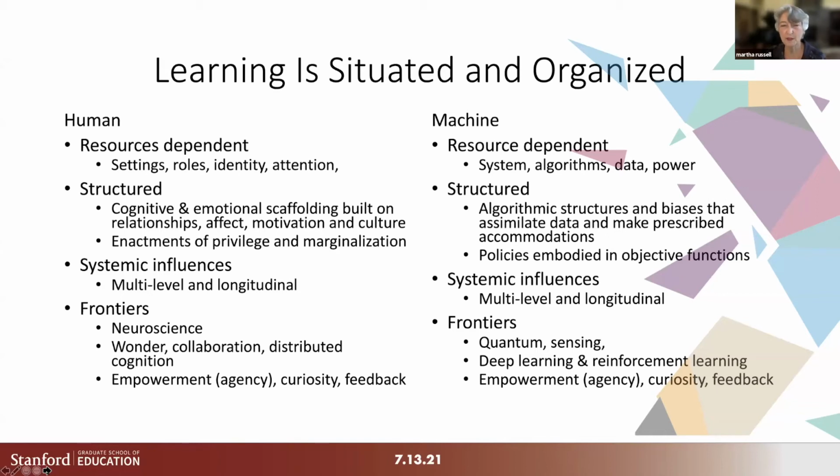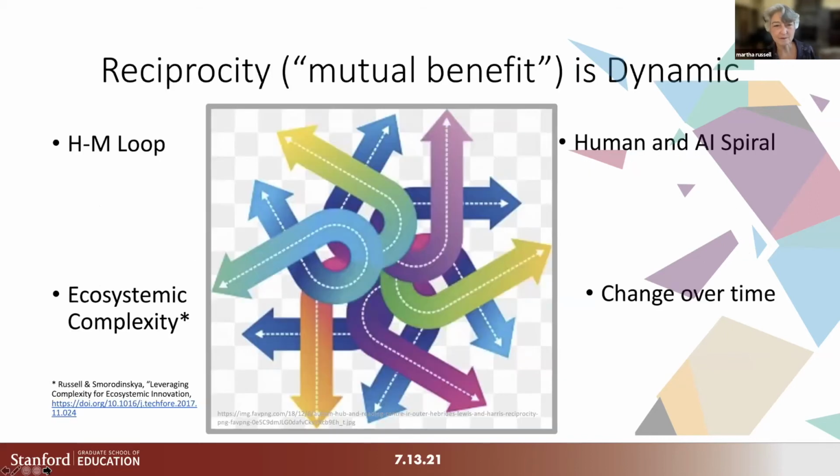And both human and machine learning are strongly influenced by the frontiers of empowerment, meaning the agency that can be given to an individual and to a machine. Curiosity and discovery and the ability to provide feedback. Similarities and differences, but both human and machine learning are situated and organized. Talk about reciprocity, and by this, we mean mutual benefit. It's not static, it's dynamic.